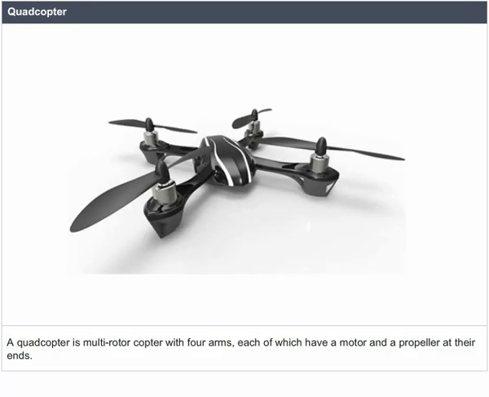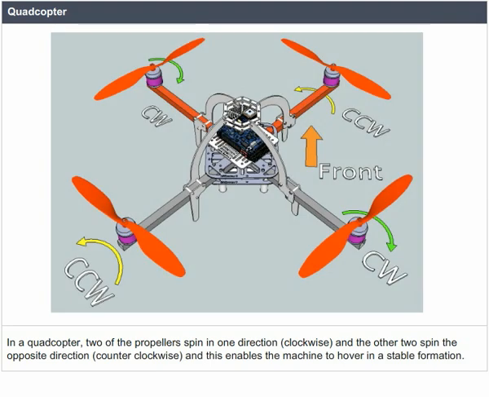Quadcopter. A quadcopter is a multi-rotor copter with 4 arms, each of which has a motor and a propeller at its end. In a quadcopter, 2 of the propellers spin in one direction, clockwise, and the other 2 spin in the opposite direction, counterclockwise, and this enables the machine to hover in a stable formation.